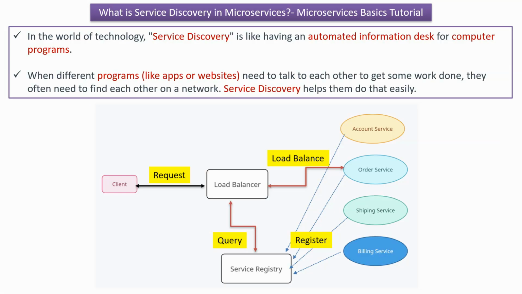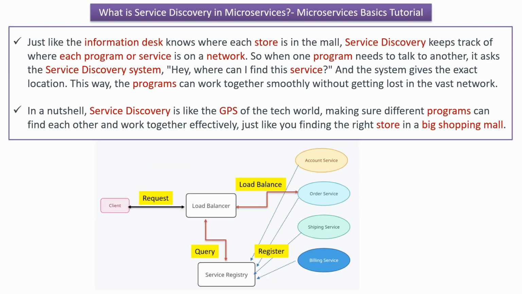In a way, the information desk is like a service discovery system. In the world of technology, service discovery is like having an automated information desk for computer programs. When different programs like apps or websites need to talk to each other to get some work done, they often need to find each other on the network. Service discovery helps them do that easily. Just like the information desk knows where each store is located in the mall, the service discovery keeps track of where each program or service is on the network.